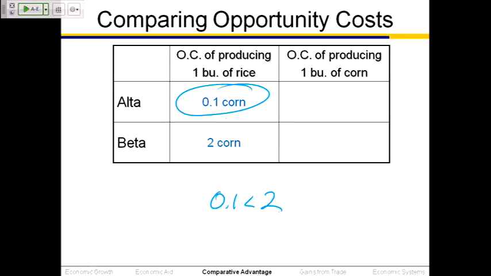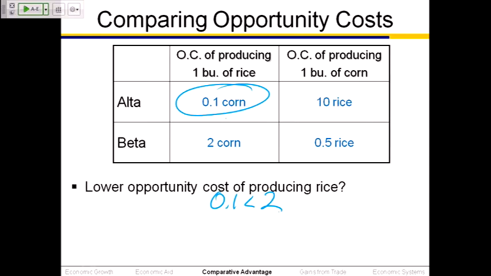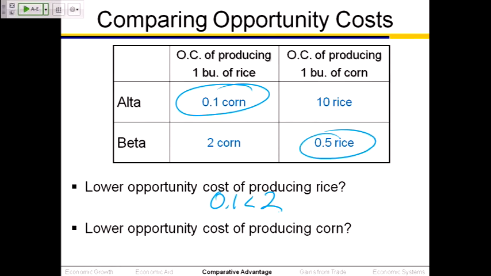The opportunity cost of producing corn, just reprinting from the previous slide, is 10 rice for Alta and 1/2 of a rice for Beta. Who has the lower opportunity cost of producing corn, Alta or Beta? Beta. So the lower opportunity cost of producing corn goes to Beta because 0.5 is less than 10. And our first answer was Alta because 0.1 was less than 2.